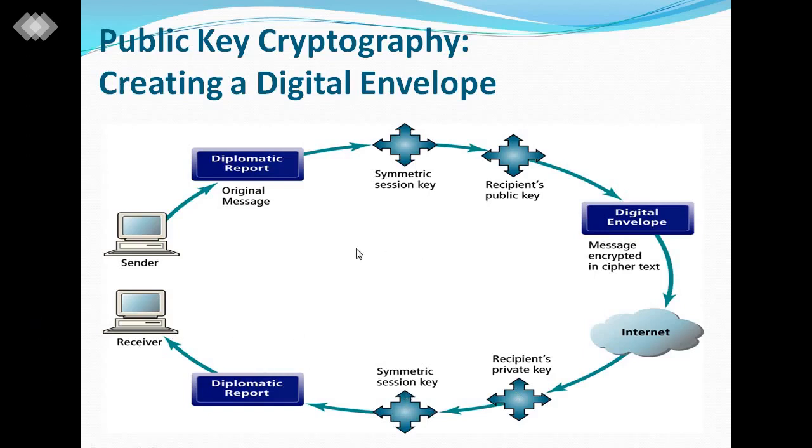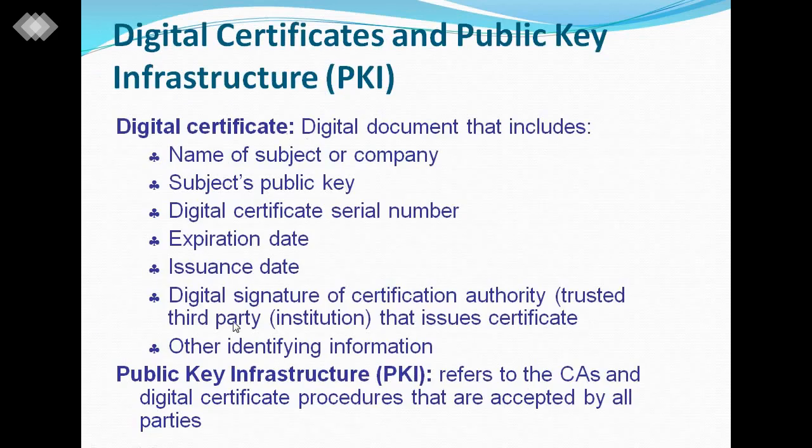So digital certificates and public key infrastructure: a digital certificate can verify documentation such as the name of the subject or company, the subject's public key, digital certificate serial number, expiry date, and issuance date, and is issued to authorized parties. Public key infrastructure refers to the CAs and digital certificate procedures which are accepted by all parties.